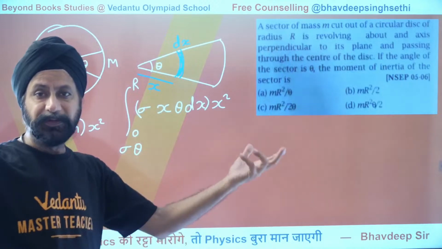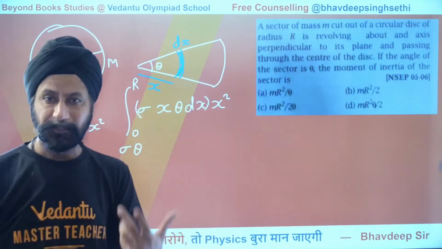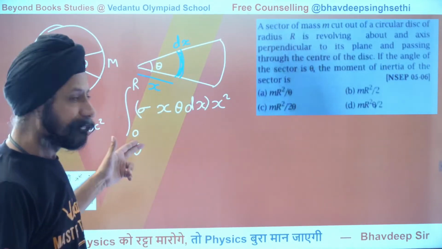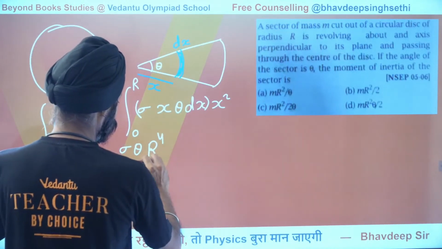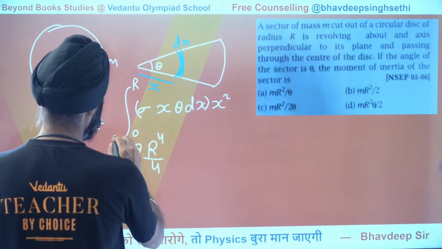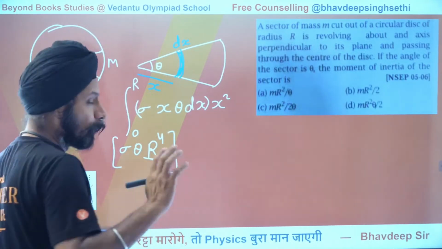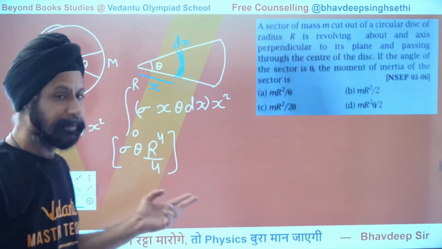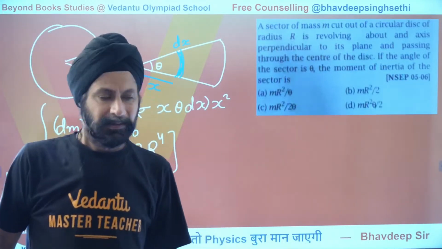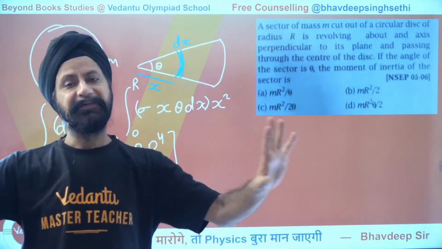Integration of x cube with respect to x is x to the 4 divided by 4. Then you plug in the values r and 0. You get r to the power 4 over 4. That is the moment of inertia. But hold on, it doesn't match. And obviously, you have some variables like sigma that you assumed. Your final answer should not have any variable that you assumed.